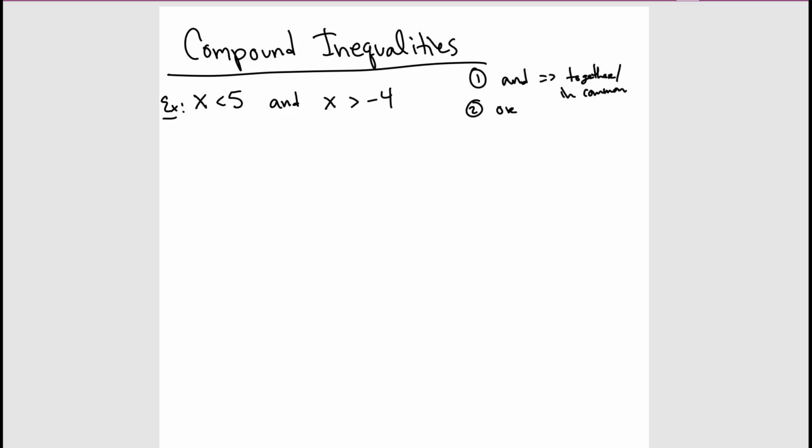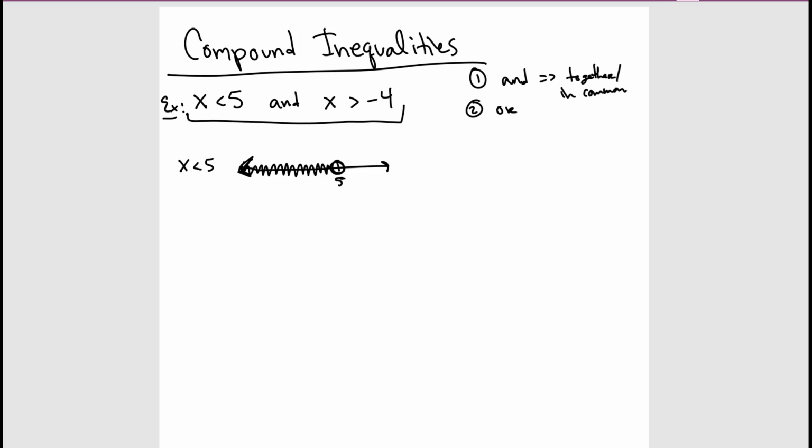So how would you solve this type of inequality? x is less than 5 and x is greater than -4. The first thing you would do is start off with x is less than 5. Let's start off with graphing it. Here is 5. 5 is not included, and we want everything that's less than 5. So everything that's less than 5 is all of this.